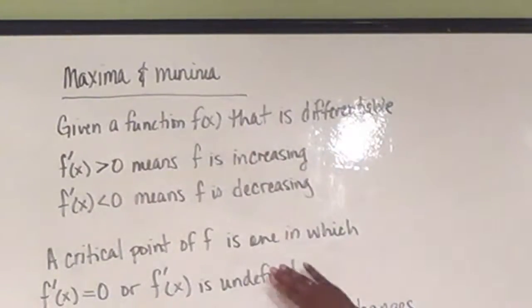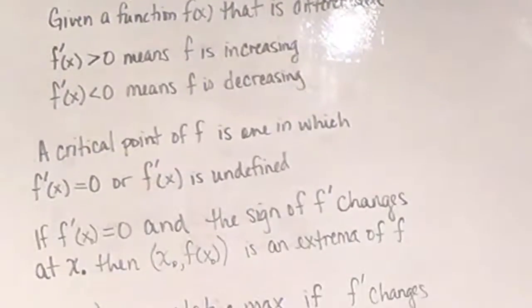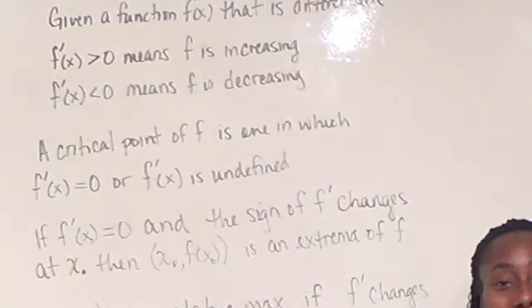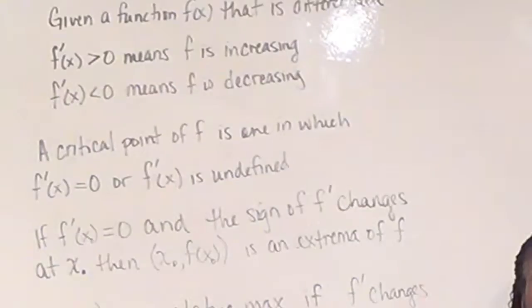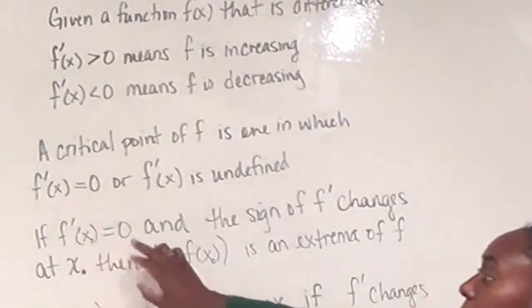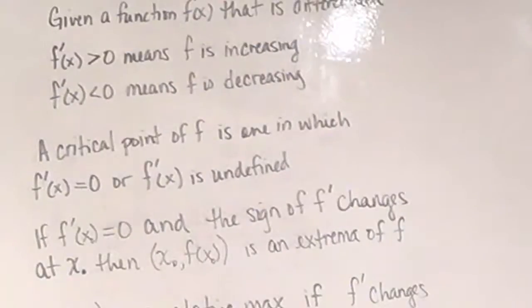Okay. A critical point of f is one in which f prime of x is equal to 0 or f prime of x is undefined. So this means that if my derivative is 0, then I have a critical point, or if I have a place where the derivative is undefined, so places where the limit doesn't exist, then I also have critical points. A critical point is just like what it sounds like. If I am looking at a function, it's a point that has something happening that's kind of out of the norm.